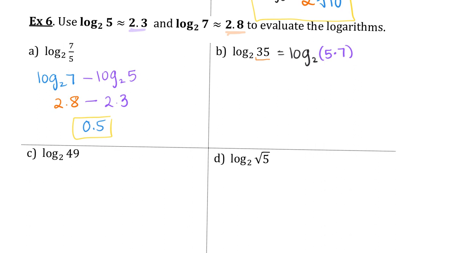So this is going to be the log base 2 of 5, and since they're being multiplied, I add log base 2 of 7. And now I can substitute. The log base 2 of 5 is 2.3 because they gave it to me. The log base 2 of 7 is 2.8 according to what they gave me. Then I add them up and I get 5.1. So according to what they gave me, this is my approximate answer.